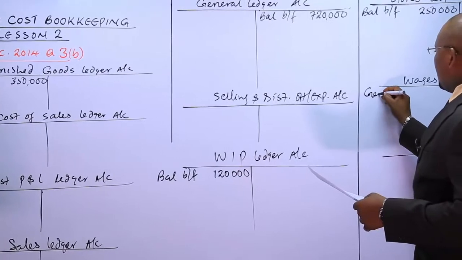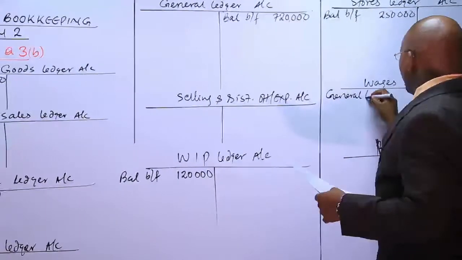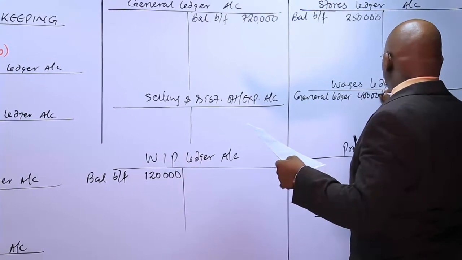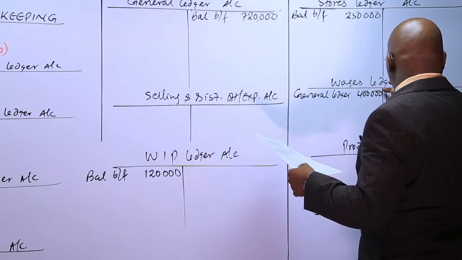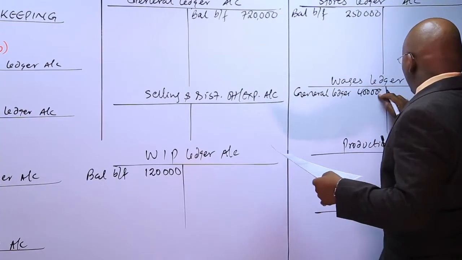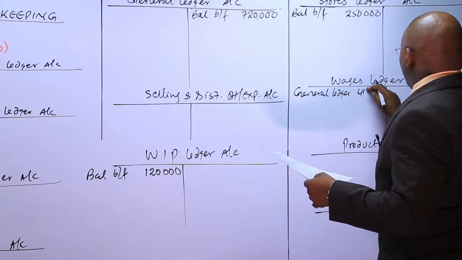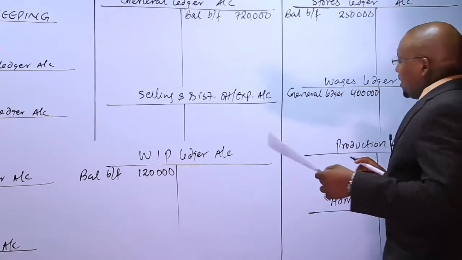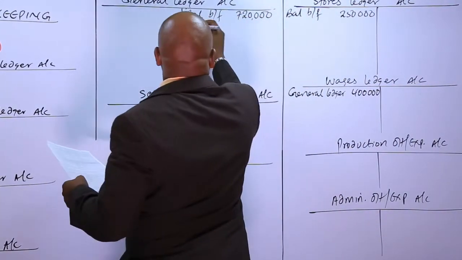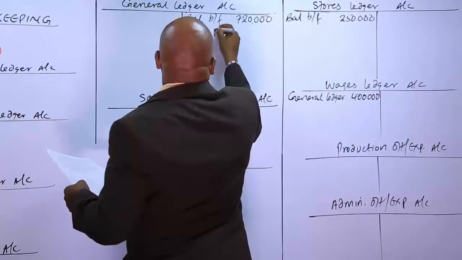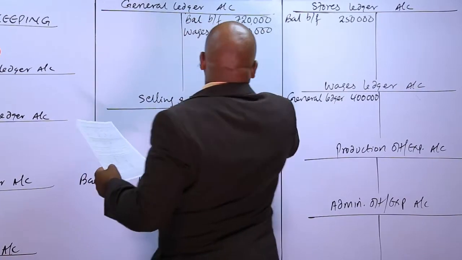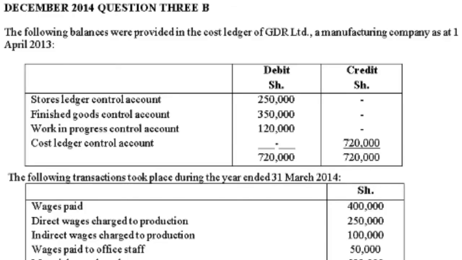You can say here, general ledger. This is 400,000. So this is the amount of wages. Then you come and record here direct. We have wages paid, 400,000. That's what you have.